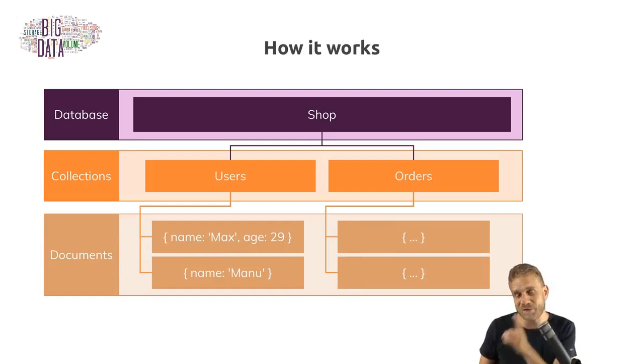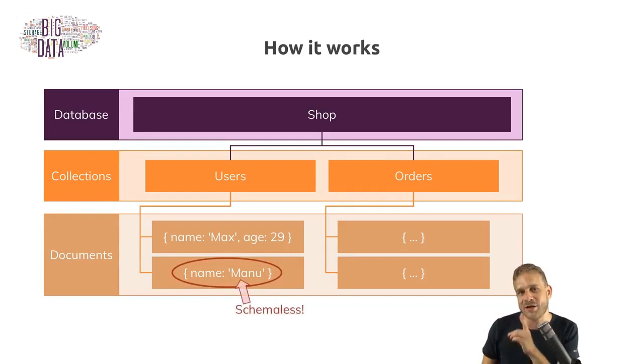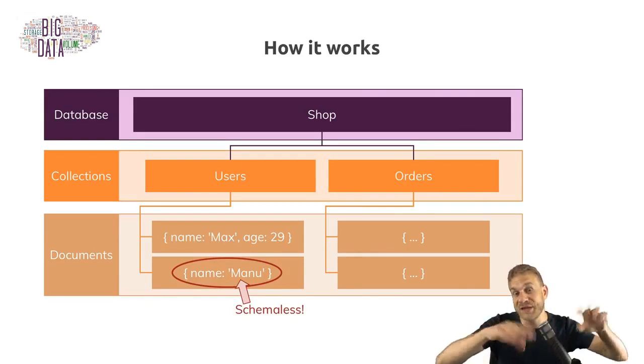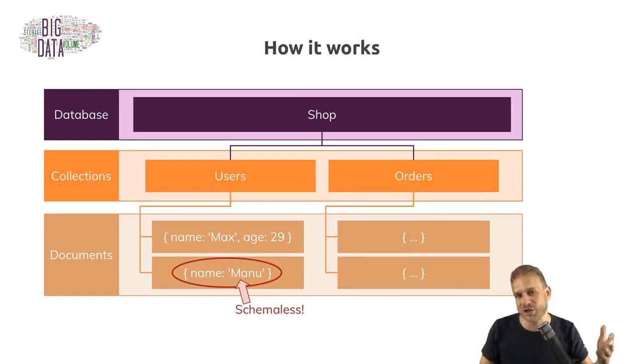And one important thing and one key difference to SQL databases is that these documents are schema-less, which means, as you can see here, we can have one collection, one table, if you want to call it like that, where we store different data in. Here we have one document which describes a user who has a name and an age, and the other user only has a name because maybe we didn't retrieve the age data.